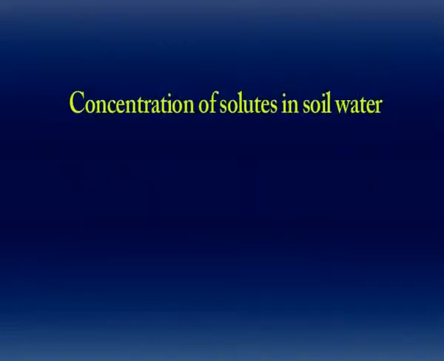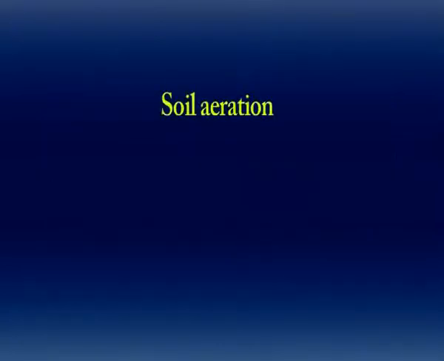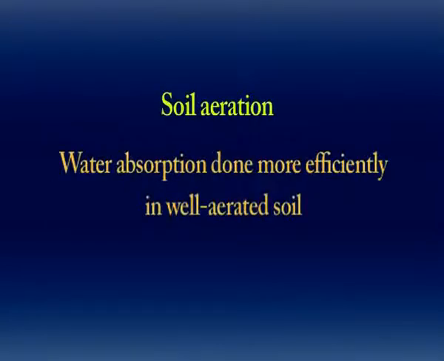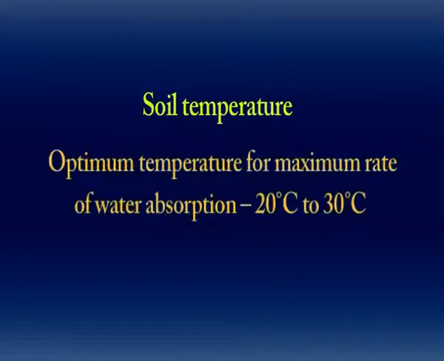The second one is concentration of solutes in the soil water. If the concentration of solutes increases in the soil water, its osmotic pressure also increases, which slows down or even inhibits the absorption of water. The third one is soil aeration. Water absorption is done more efficiently in well aerated soils. Fourth one is soil temperature. The optimum temperature for maximum rate of water absorption ranges between 20 and 30 degrees centigrade.